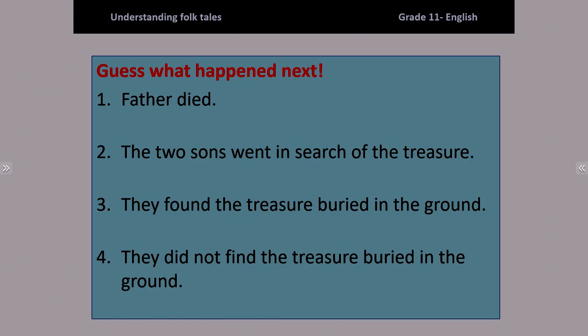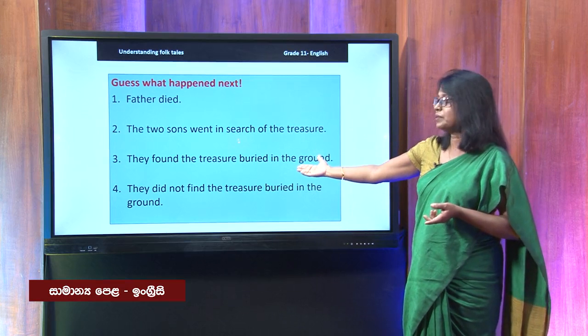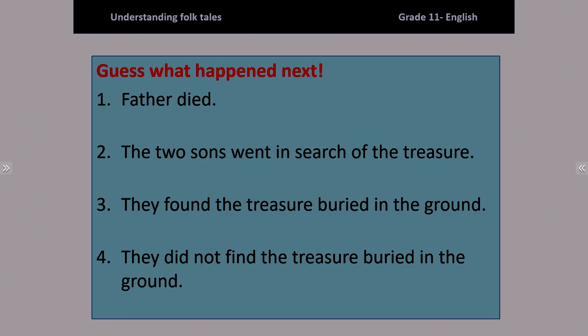Children, I have given some guidelines. I have given 4 sentences. First one says, father died. Second one says, the 2 sons went in search of the treasure. And the third one says, they found the treasure buried in the ground. And the last one says, they did not find the treasure buried in the ground. So children, as you can see, the third and the fourth are alternatives. So if you decide that they found the treasure buried in the ground, you can leave out the fourth one. And if your guess is the fourth one, you can easily leave out the third one.